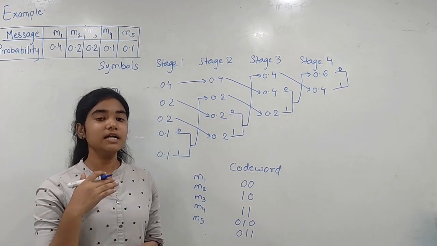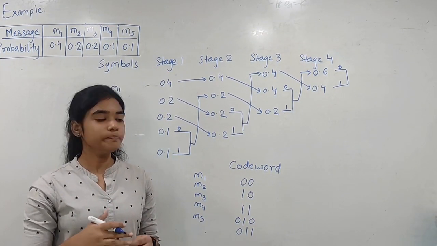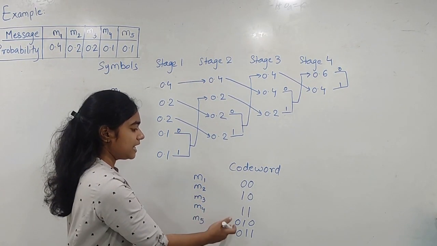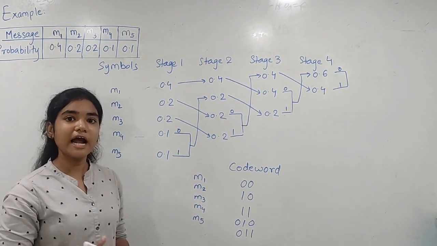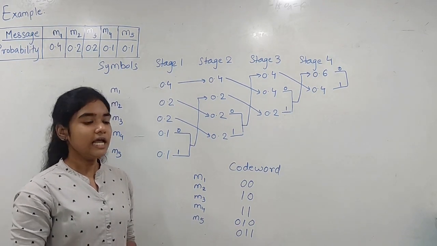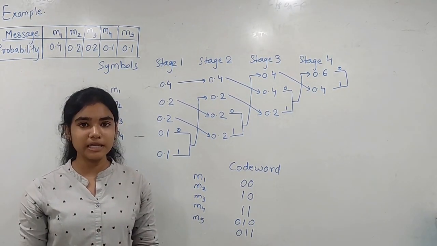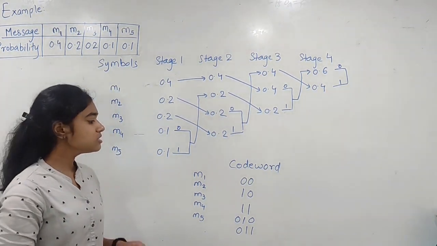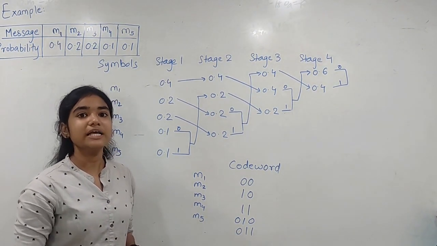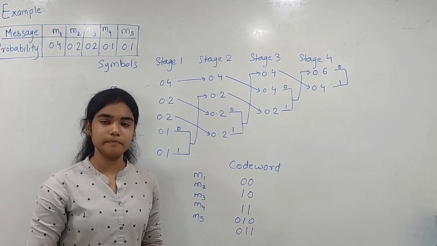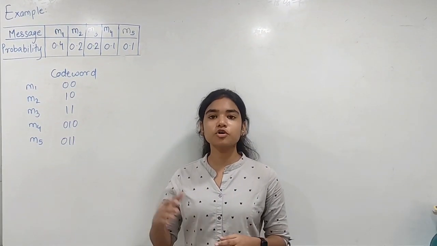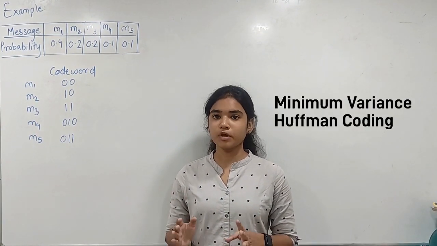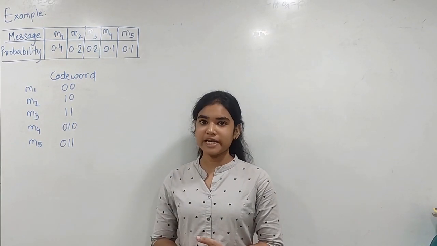Now as I said to you, Huffman coding results in optimum code and it's a variable length code. See, we could see that the lengths of the code words of the symbols are different. That is the reason why we say that Huffman coding results in variable length code. And we could see it's a prefix-free code. Okay? Why? Because we could see that no code word is a prefix of any other code word. Now the method which we use for solving this example is called minimum variance Huffman coding. Okay, and the code words are obtained as such.